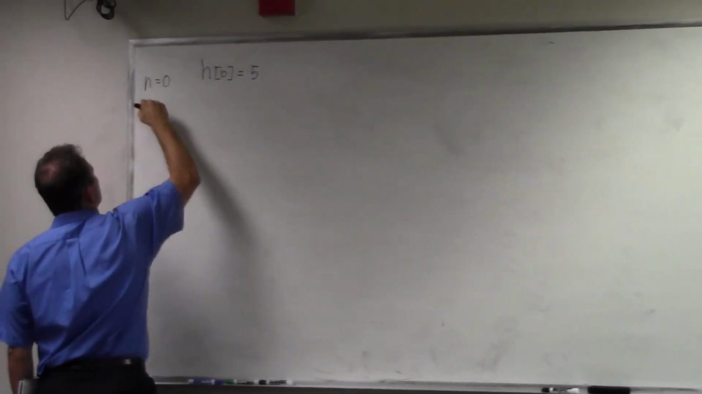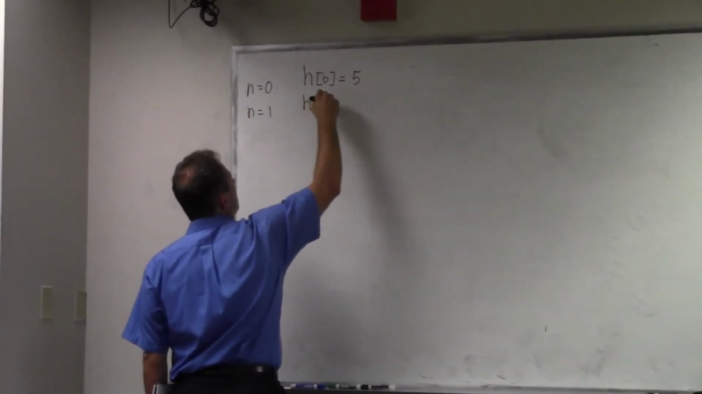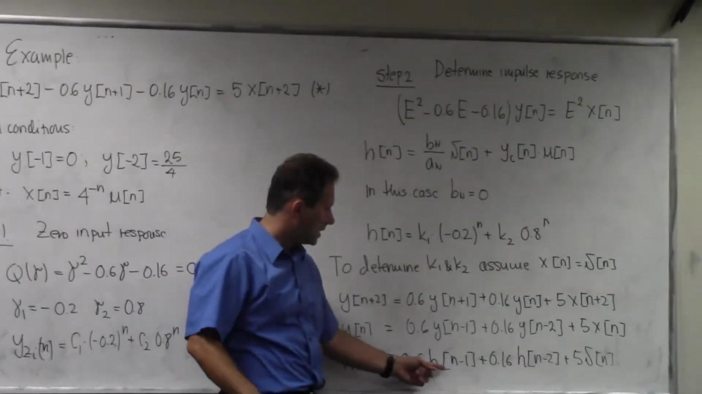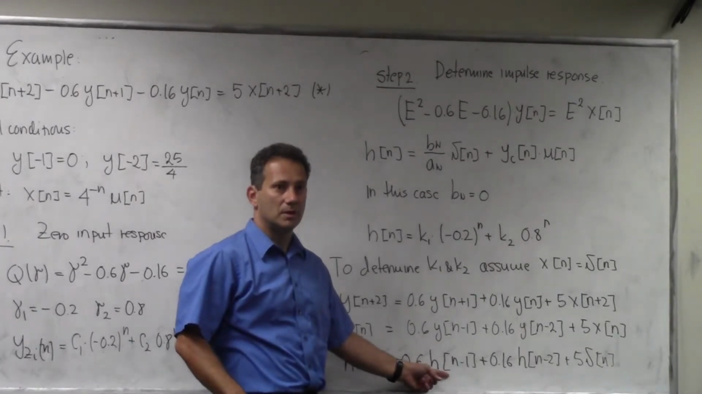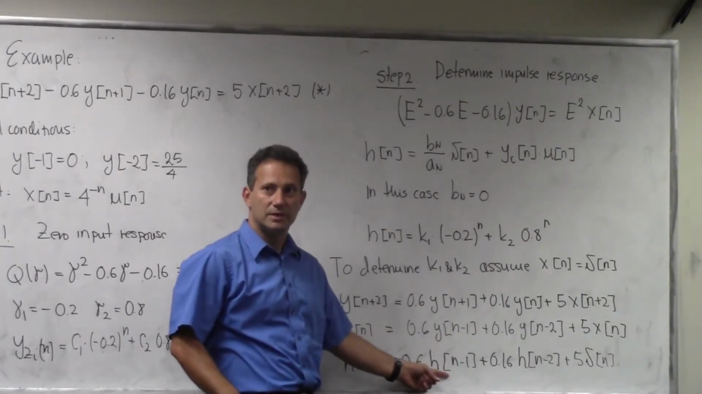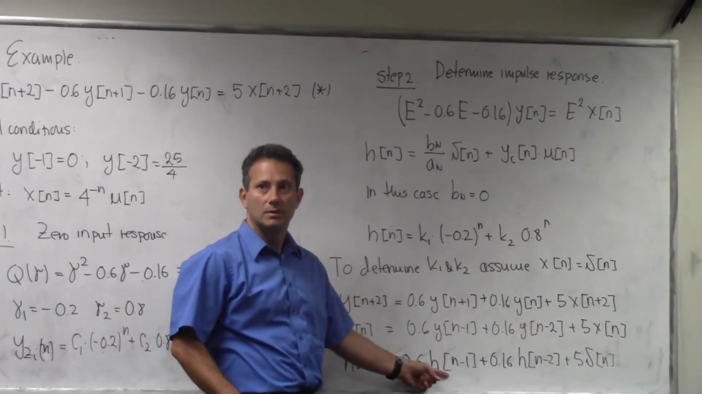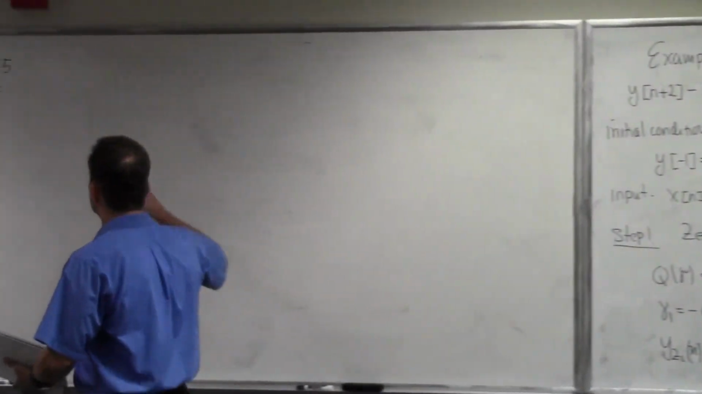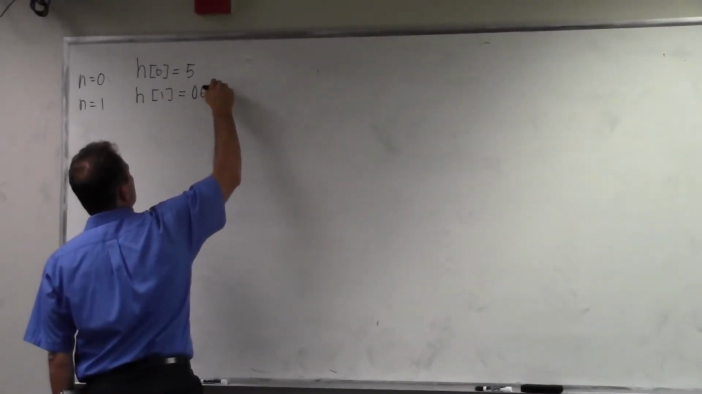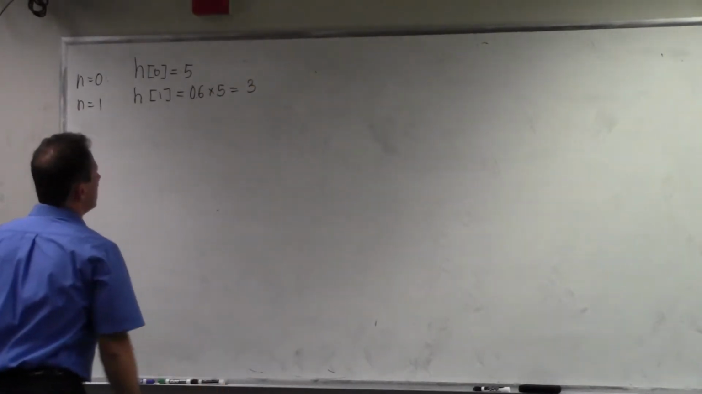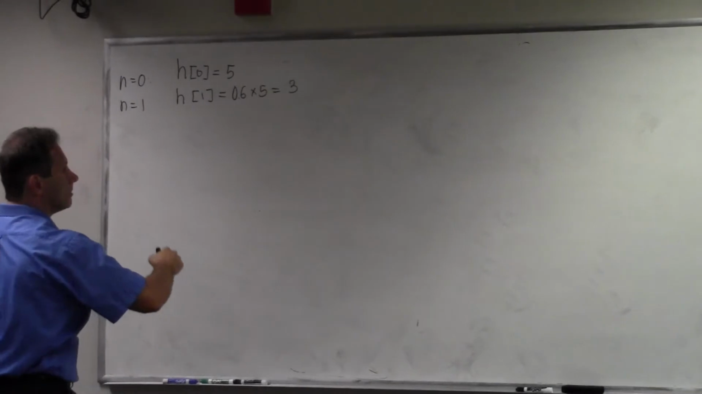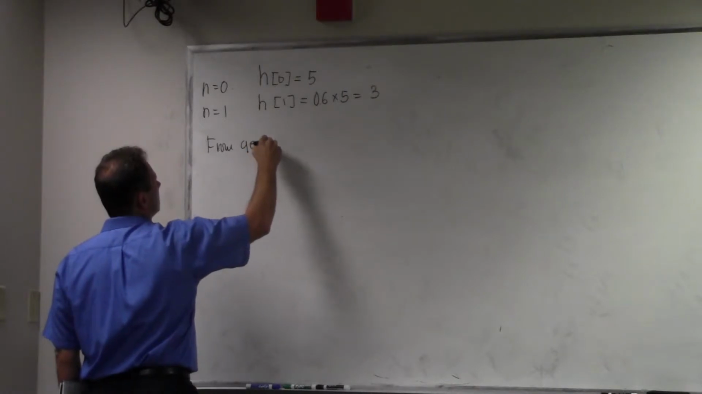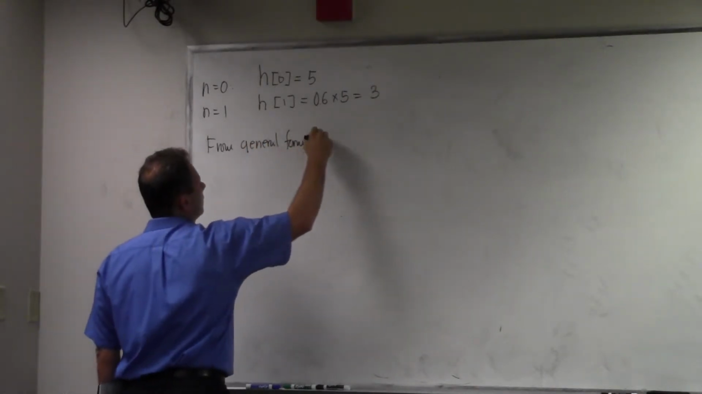And then when n is equal to 1, h of 1 becomes equal to 0.6 times h of 0, which is going to be 0.6 times 5, which is 3. Yeah, 3. And then the rest of it is going to be 0. Now, when I know that, then I look at my general form of the impulse response.